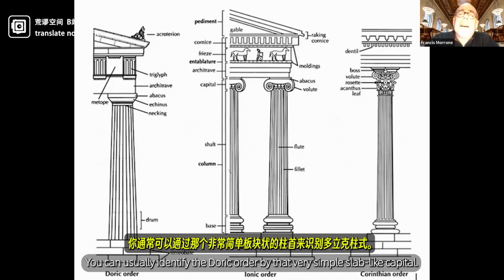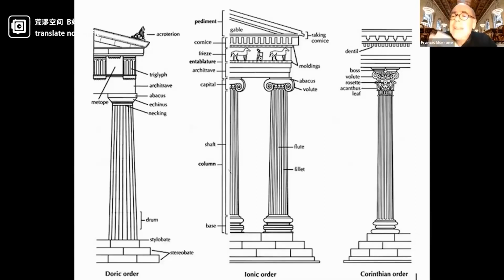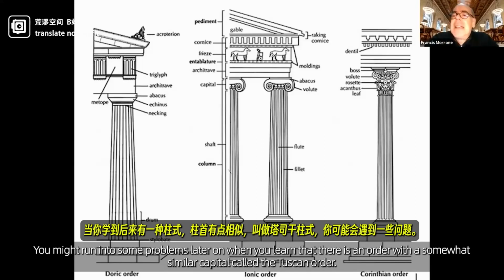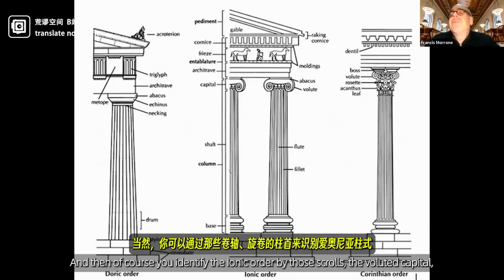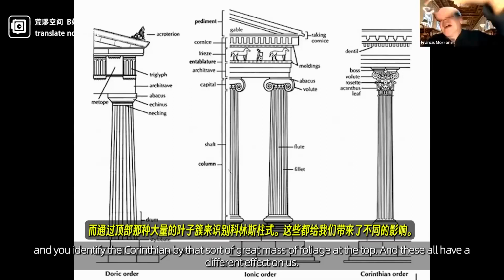You can usually identify the Doric order by that very simple slab-like capital. You might run into some problems later on when you learn that there is an order with a somewhat similar capital called the Tuscan order. You needn't worry about that now. And then, of course, you identify the Ionic order by those scrolls, the voluted capital, and you identify the Corinthian by that sort of great mass of foliage at the top.